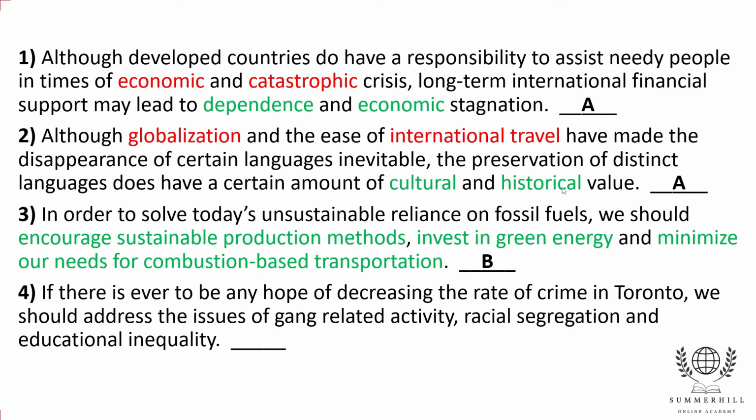With thesis statement 4, if there is ever to be any hope of decreasing the rate of crime in Toronto, we should address the issues of gang-related activity, racial segregation, and educational inequality. Now again, we're talking about 3 causes of crime in Toronto. But we're also going to address these issues. So we're actually going to deal with these issues.